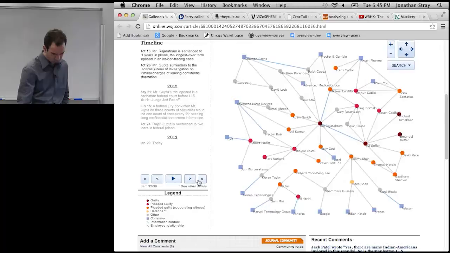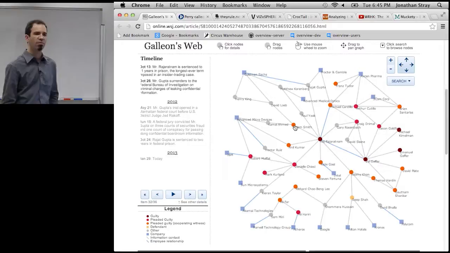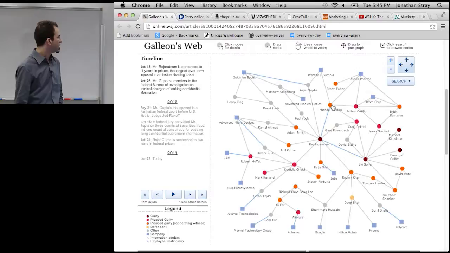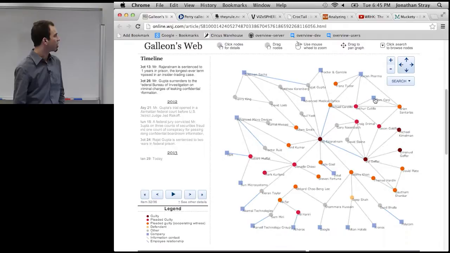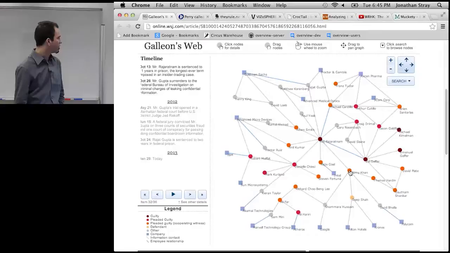But it will tell you what each of these people did, where they worked, just this relationship between them. And it was this whole complicated case involving this guy at the center of it, and then passing information to people of all these other companies. So you can see the little square icons here are corporations, and the circles are people. So this person worked at Hilton, and this person worked at Google, and this person got information from the central guy, and then this one traded on it.